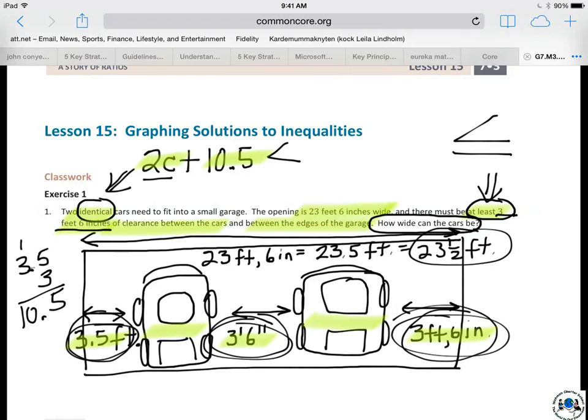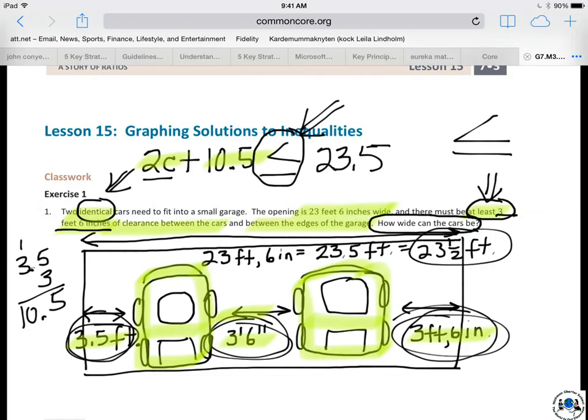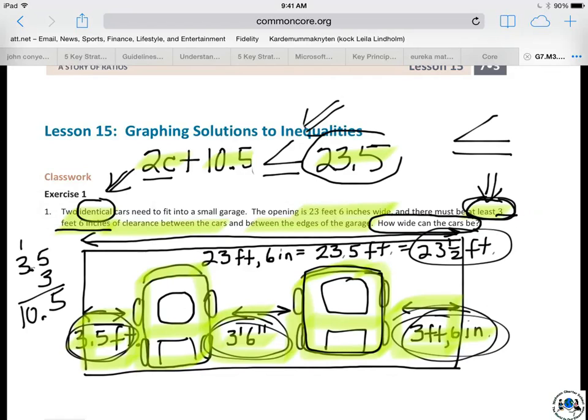Okay, and let's continue here. Aha, look at that, nice, huh? Okay, so all that space needs to be less than or equal to 23.5 feet, okay? Which is this right here, 23.5 feet. All that needs to be less than that. Okay, and there we go. See, I figured this out later. Oh, that's right, I did.